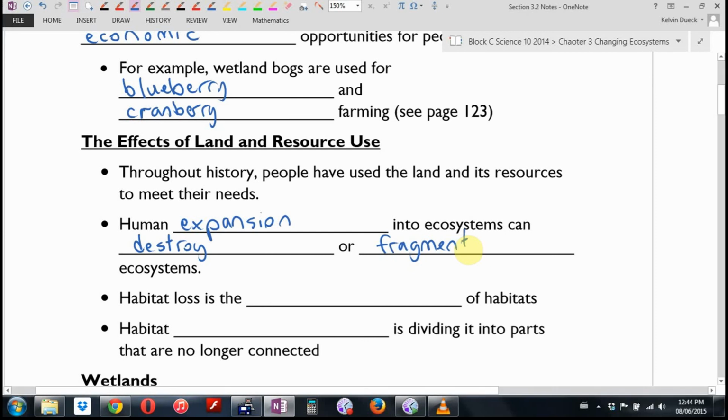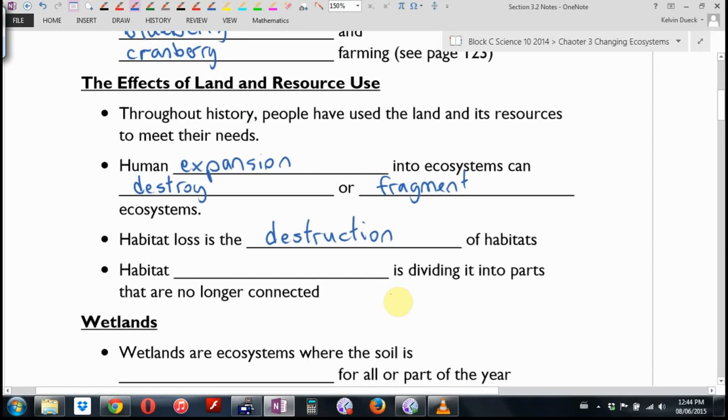So there's a term called habitat loss. Habitat loss is the destruction of habitats, and that's a tough one for us to find a solution to. What do you guys think? Is human population going up or going down? Is the need for places to live for humans going up or going down?